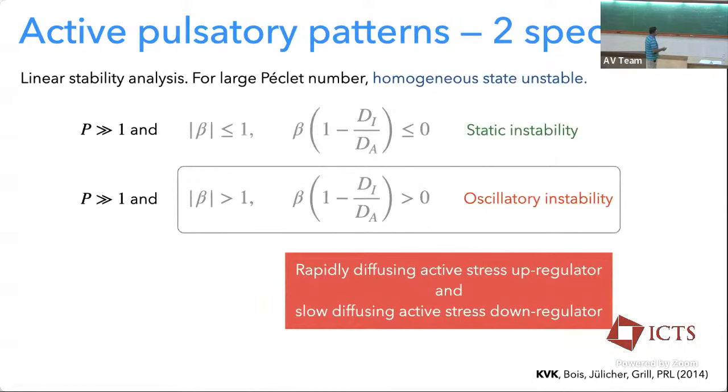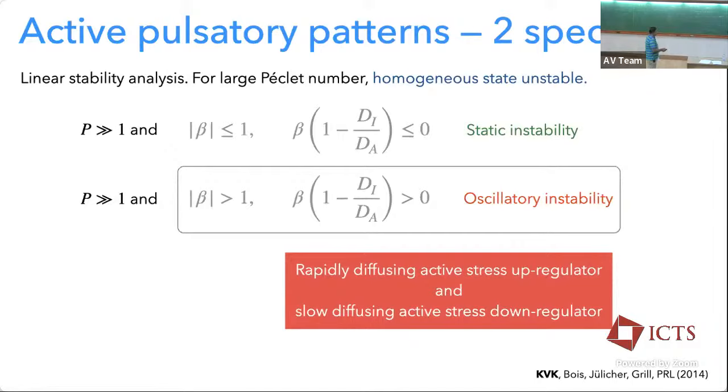So if you satisfy a Peclet criterion, which is large enough Peclet, but don't satisfy some other criterion of the diffusion constants being different, then you get a static instability, which means the kind of stationary patterns that we were discussing yesterday. If the Peclet number is large and you satisfy this criterion, you get an oscillatory instability.